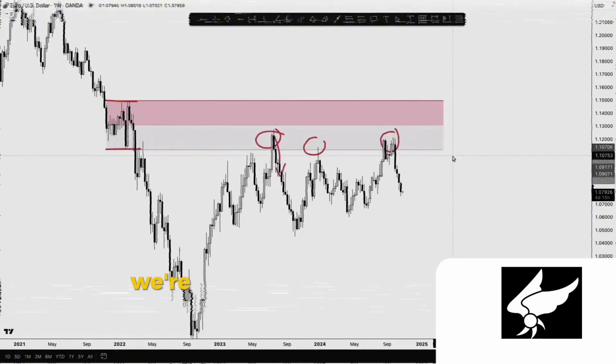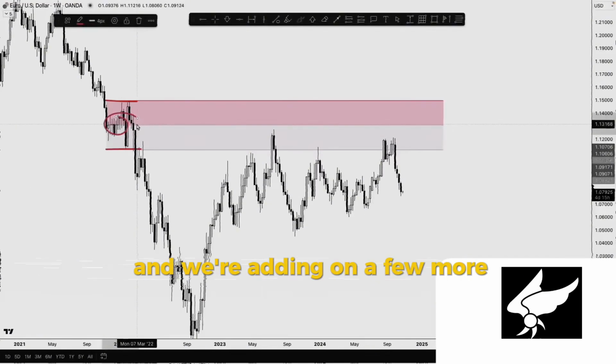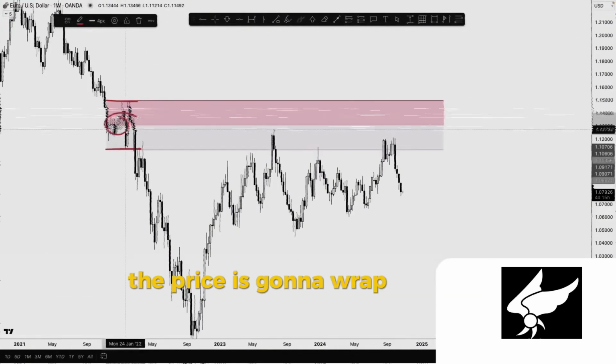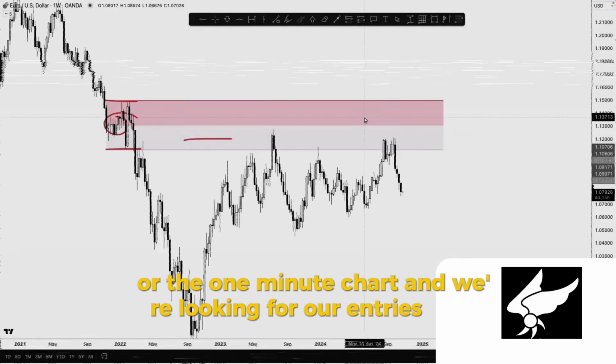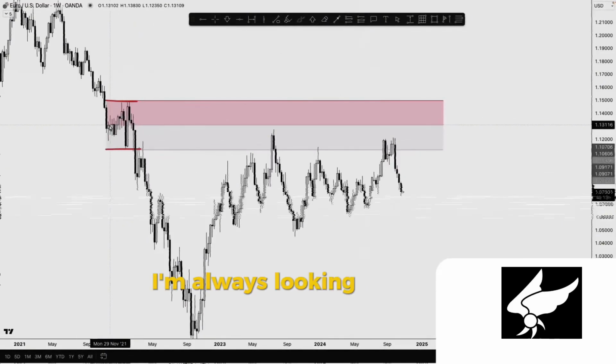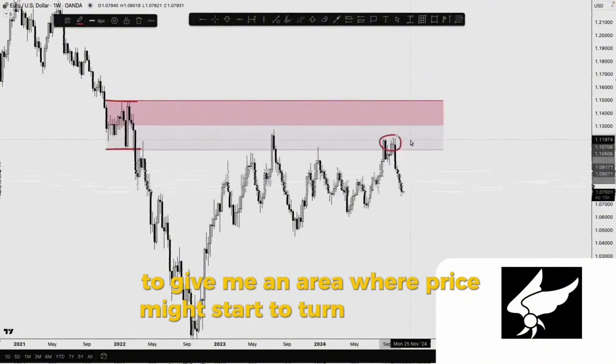This isn't luck, we're literally picking out ranges that happen to the left, and we're adding on a few more concepts to make sure that we know that price is going to react from this location in the future. And then when price gets here, this is where we zoom into the 15-minute chart or the 1-minute chart, and we're looking for our entries here. So that is the first thing I'm always looking for on the higher time frame, to give me an area where price might start to turn in the future.